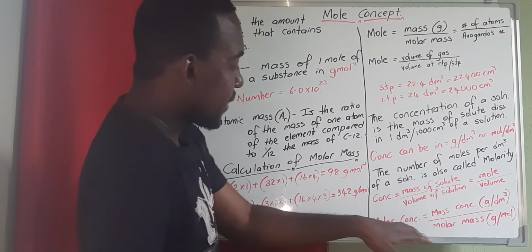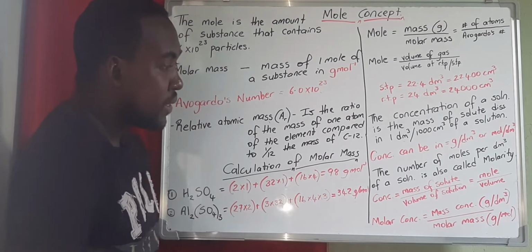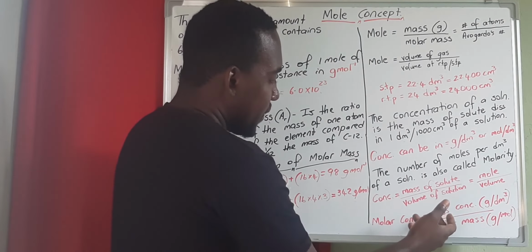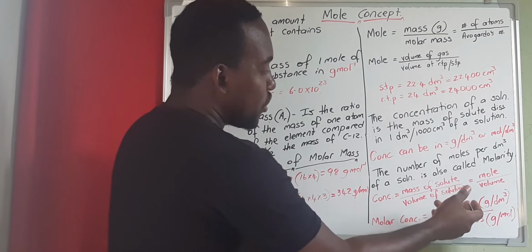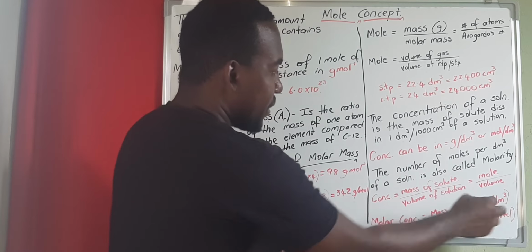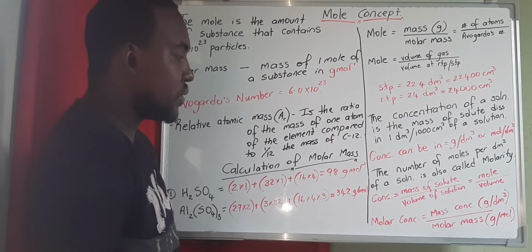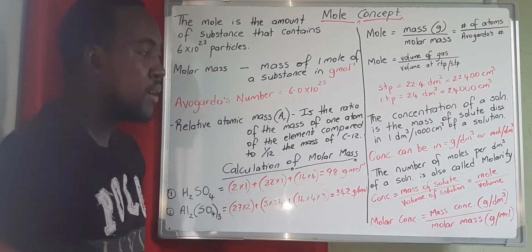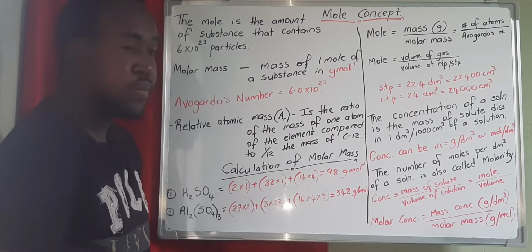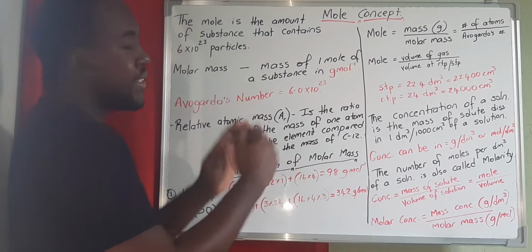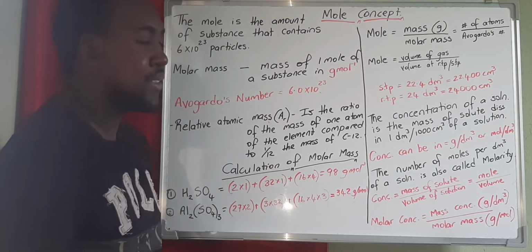And then we look at the molar concentration. The molar concentration is calculated by finding the mass concentration, which we see is in gram per dm cube, which is basically just the concentration of the substance over the molar mass. And we know how to find molar mass as well, right? So now we're going to put all this into practice with some questions.